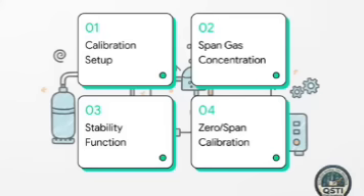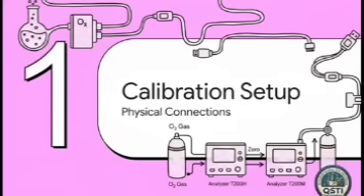To get there, we're following a precise 4-step recipe today. First, the calibration setup. Second, setting span gas concentration. Third, activating the stability function. And finally, number 4, the actual zero and span calibration. Let's get into it. Step 1.